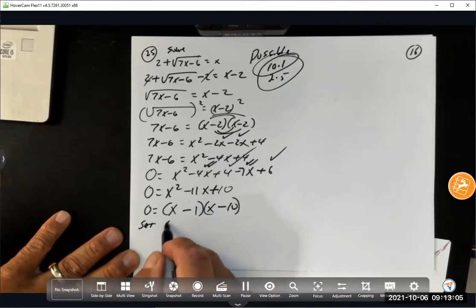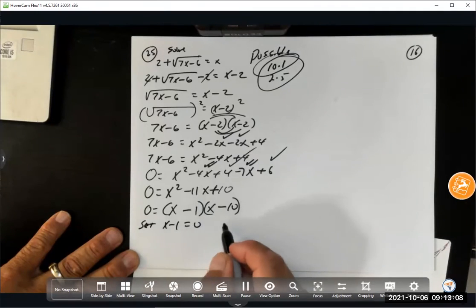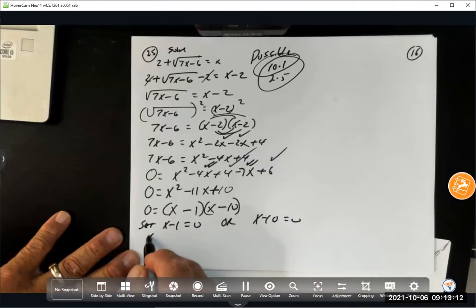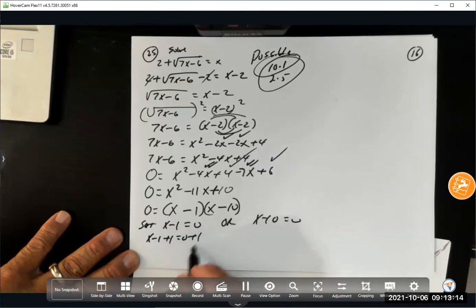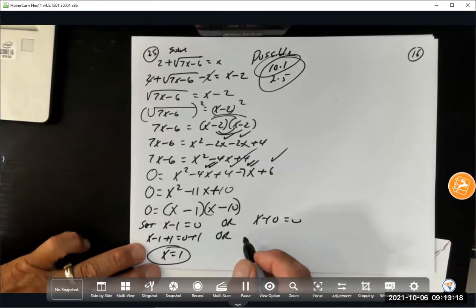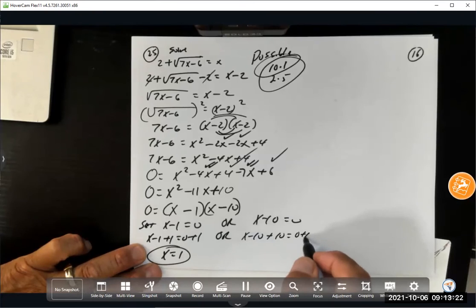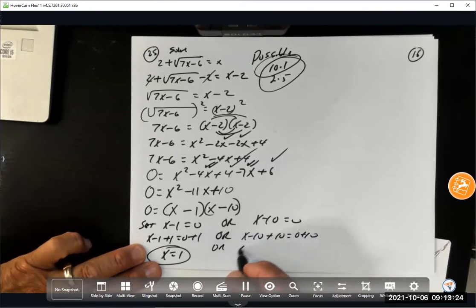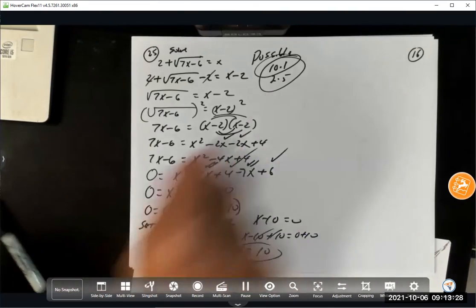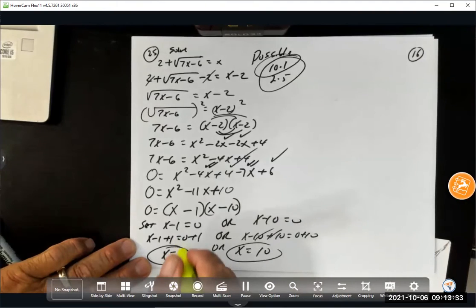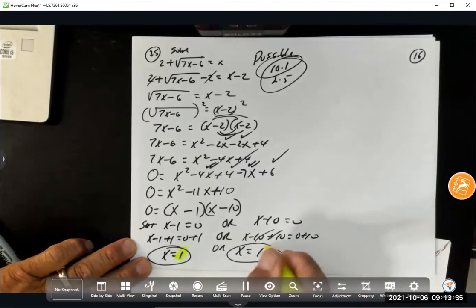So x minus 1 is 0, or x minus 10 is 0. X minus 1 plus a 1 equals 0 plus a 1. So x equals 1. I got one answer. Over here, x minus 10 plus a 10, 0 plus a 10, or x equals 10 is another answer. And now, I'm going to tell you right now, this is an answer. Maybe it's right. This is another answer. Maybe it's right also. I don't know which one works.